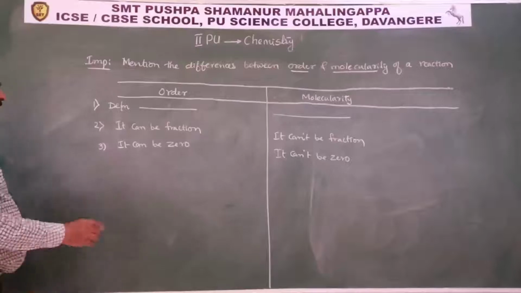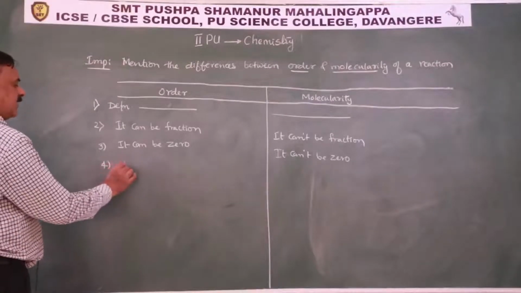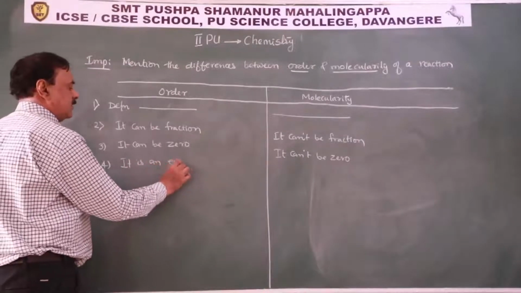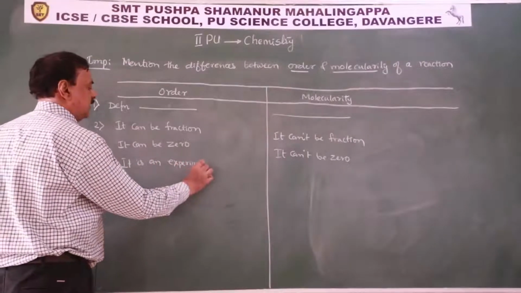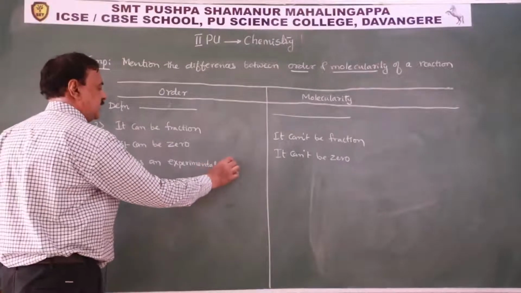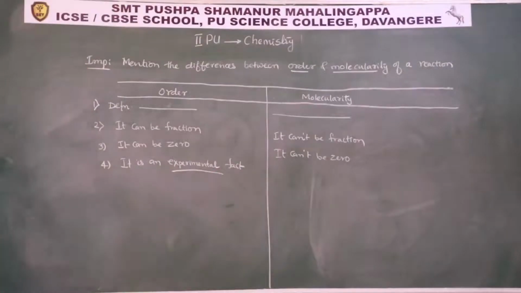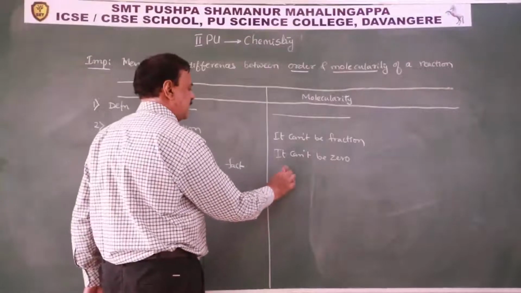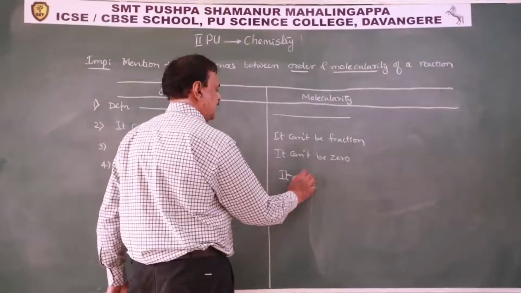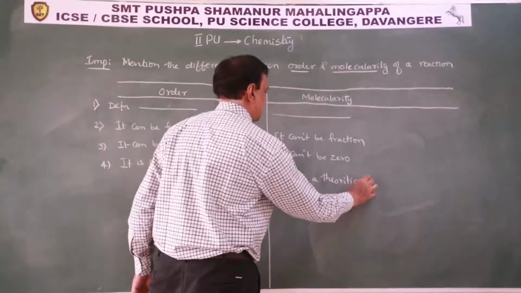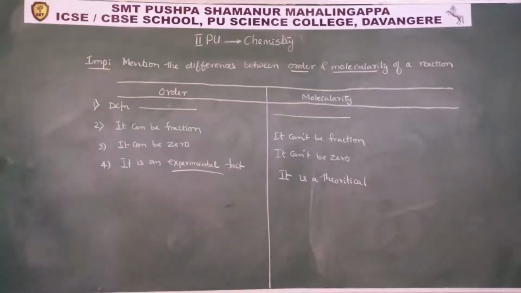Order is an experimental fact. In the definition itself, it is an experimental fact. Only by performing an experiment can we determine the order of the chemical reaction. Molecularity is theoretical. By seeing the balanced chemical equation only, we can determine the molecularity of the chemical reaction.